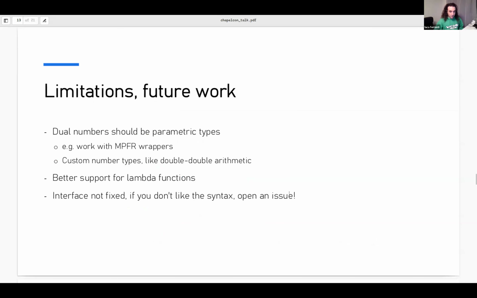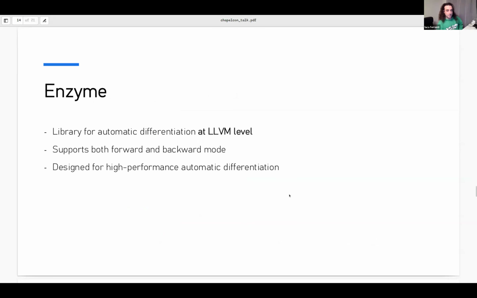Cool. I mean, limitations, maybe I'll skip this for now. We can chat in some open work, but there's room for improvement.